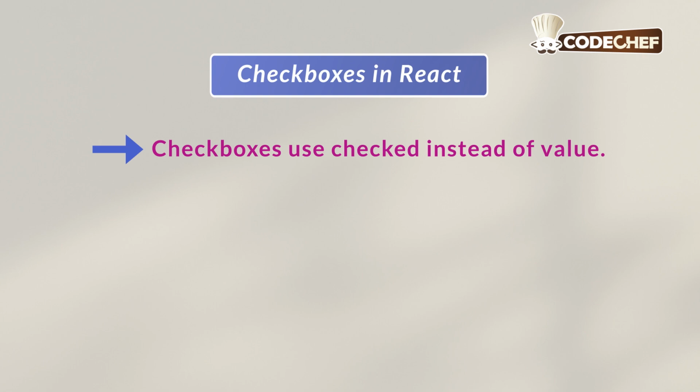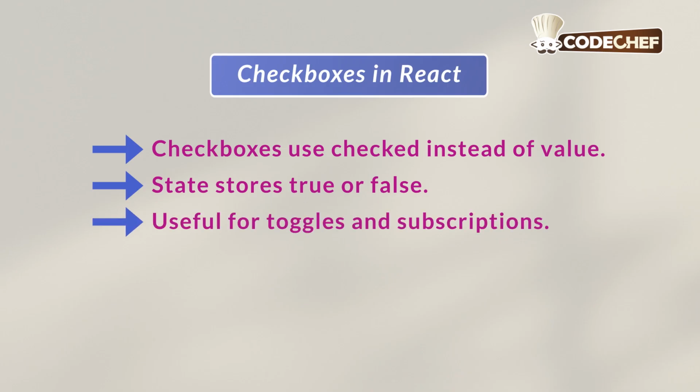Checkboxes are controlled using the checked attribute instead of value. They usually store boolean values like true or false. This makes them ideal for toggles, preferences, and subscription options.